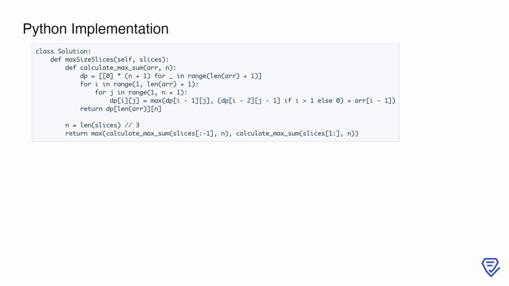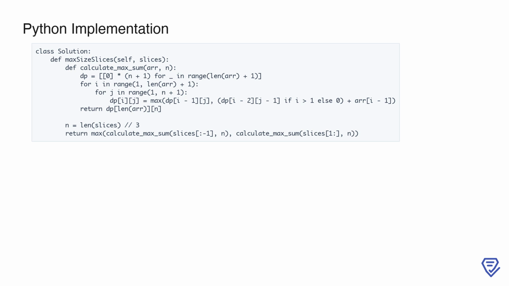3. State transition. For each slice i and count j, either exclude the current slice, inheriting the value from dp[i-1][j], or include it, adding its value to the best sum possible by selecting j-1 slices from the first i-2 slices, dp[i-2][j-1]. The recurrence relation is dp[i][j] equals max(dp[i-1][j], dp[i-2][j-1] plus arr[i-1]). 4. Base cases. When no slices are selected, the sum is 0, dp[i][0] equals 0. When the array is empty, the sum is also 0.